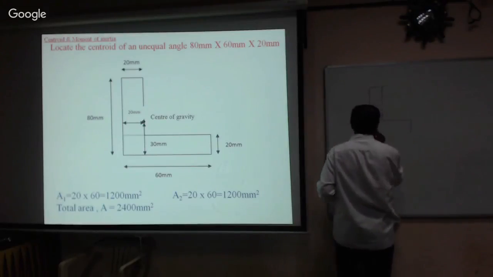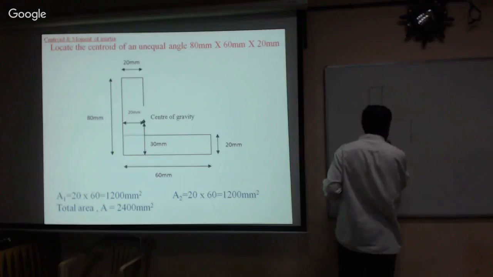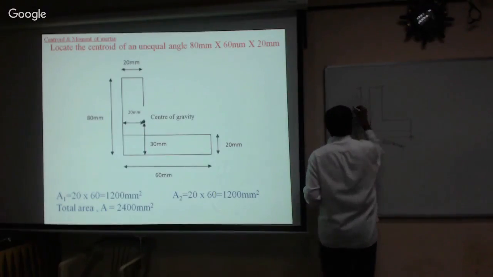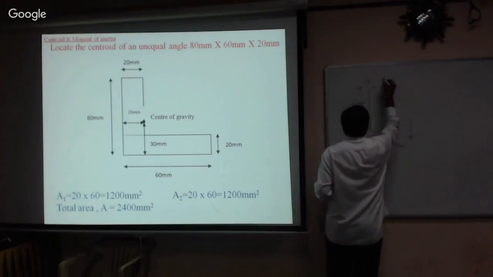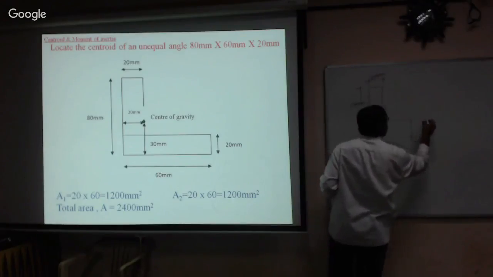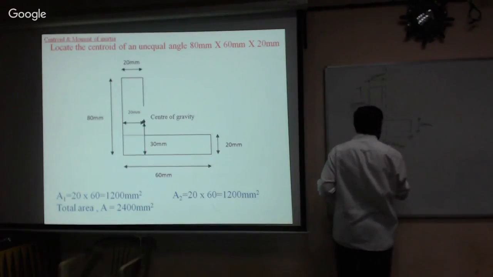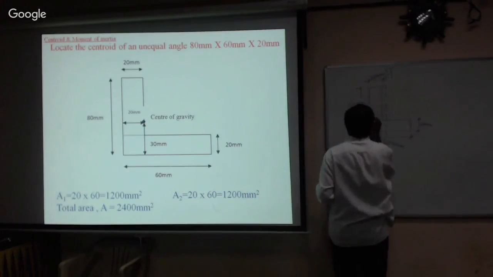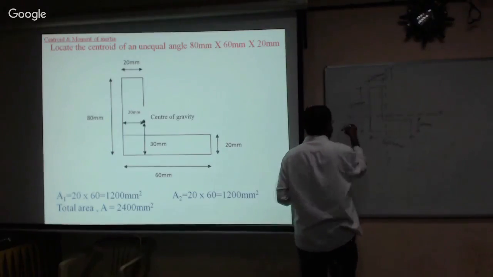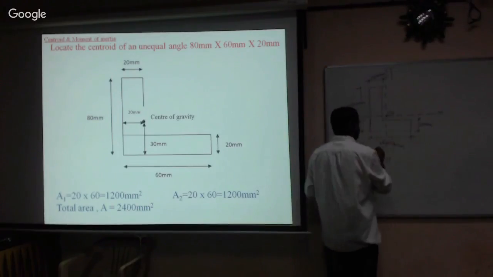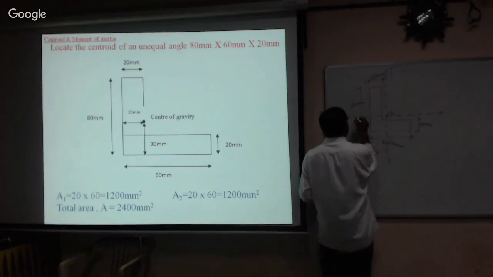Now this is the leg and the base. It is given that this is 60 millimeter and this is 80 millimeter, and the thickness is 20 millimeter, and this is also 20 millimeter. Let us assume that this is the centroidal y-axis of the angle, and this is the x-axis. This is the centroid, the center of gravity of the figure. This is x bar, and this is y bar.